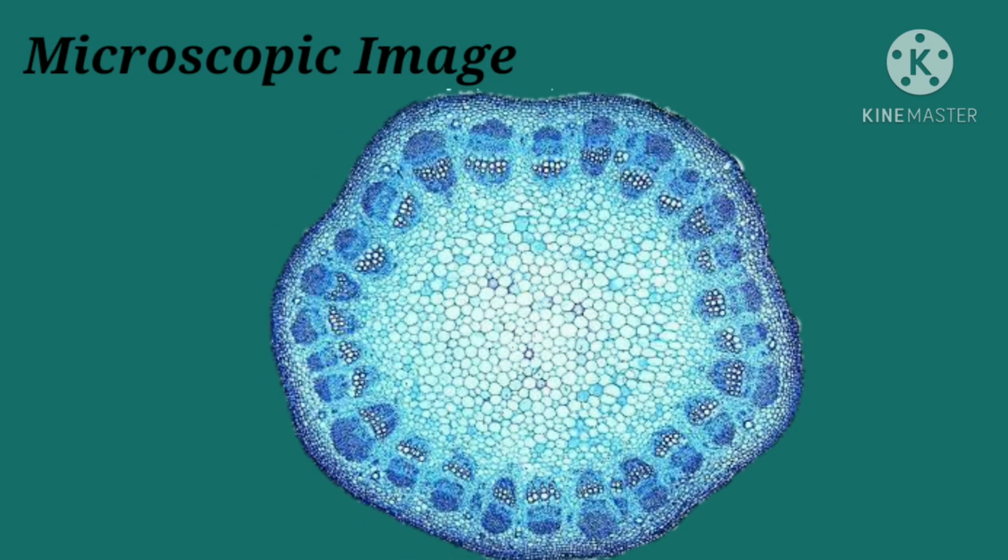This is a microscopic image of a TS of dicot stem. You can see the white cells at the center, which is the pith. It is a large portion of a TS of dicot stem, and you can see the vascular bundle which are arranged in the form of ring around the pith.